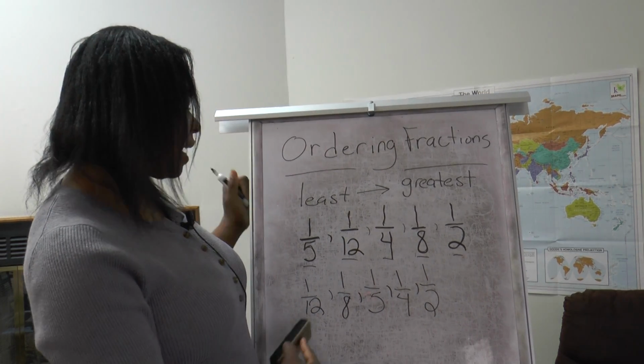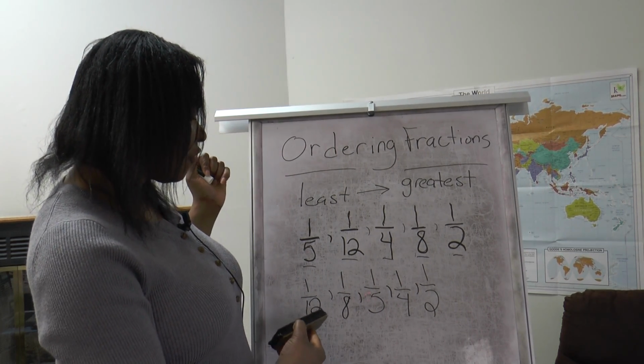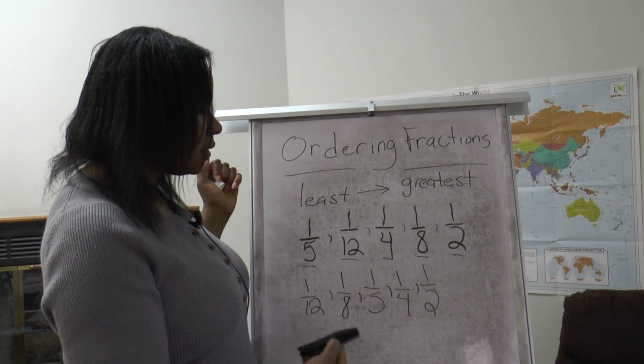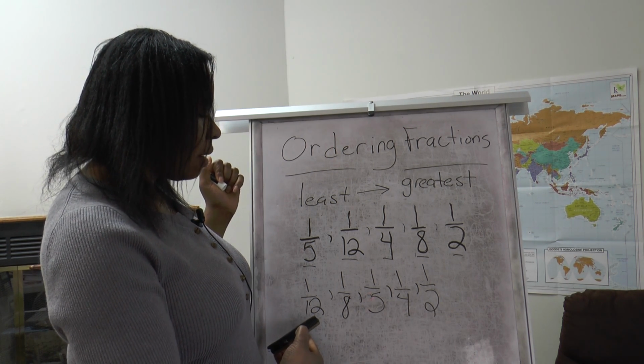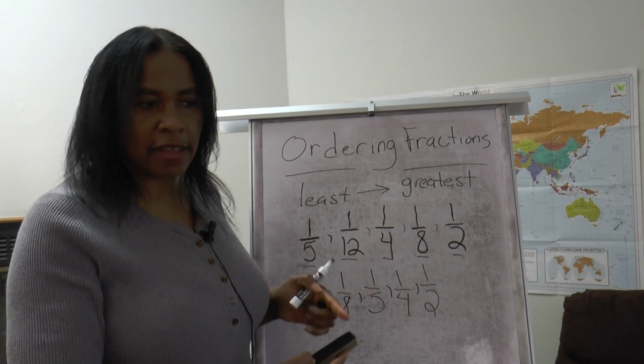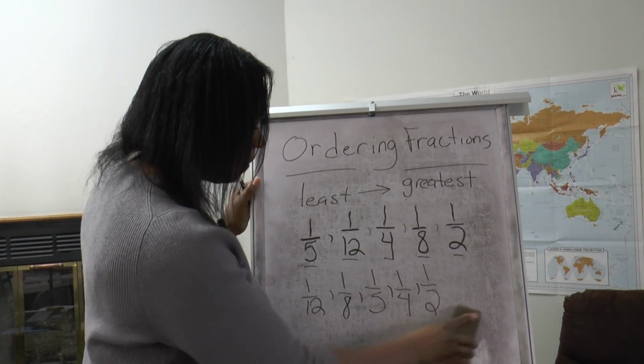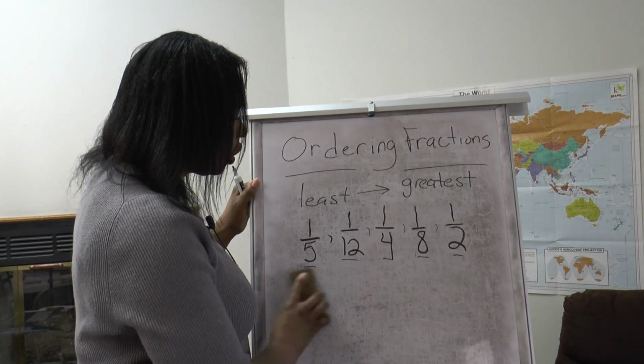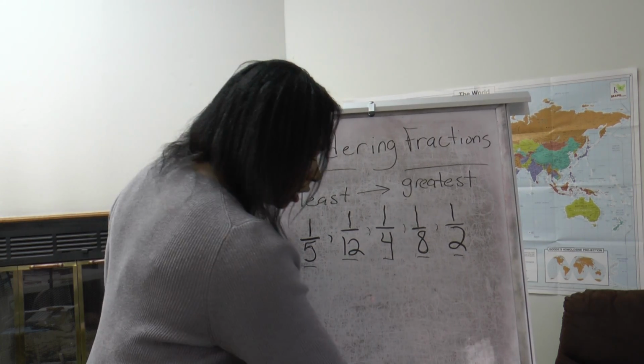All right, so has everybody got that one? So this is going from the least to the greatest, and that's using the parts of a whole, or looking at that kind of picture for that. Now, the other way I'm going to show you is the decimals, okay?